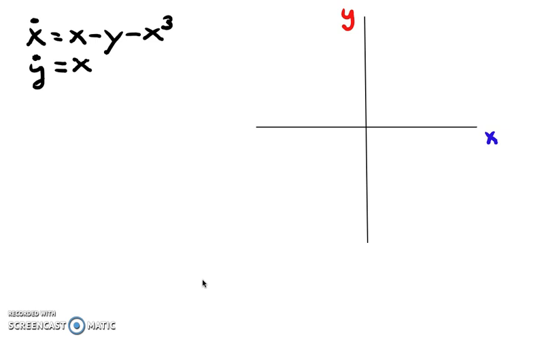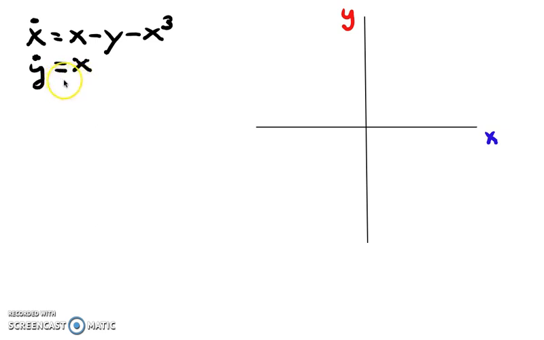The problem that we're going to work on today is to sketch the phase plane, do a little phase plane analysis for the two-dimensional nonlinear system of ODEs that you see in the upper left. So this is the rate of change of x is equal to x minus y minus x cubed here, and the rate of change of y is equal to x.